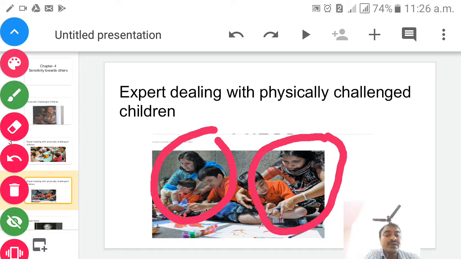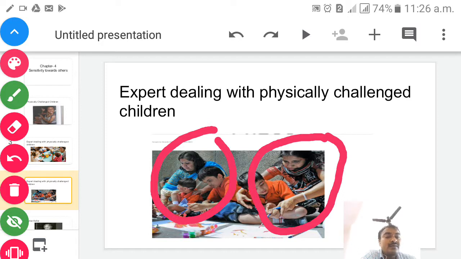So inclusive education benefits other students. They not only develop an understanding of the needs of special children, but also develop a caring and sympathetic attitude towards them. So remember, children, inclusive education is for both groups, one for the physically challenged children and as well as for the normal children like you all.